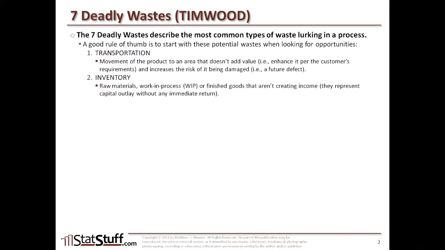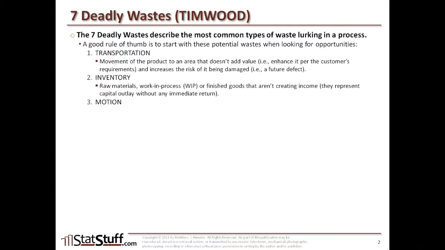The next one is inventory. Basically, it's referring to the raw materials, the work in process or WIP, or finished goods that aren't really creating any income. That's because they represent some sort of capital, some cash outlay that doesn't have any immediate return. So we want to keep inventory at a minimal state as much as possible.